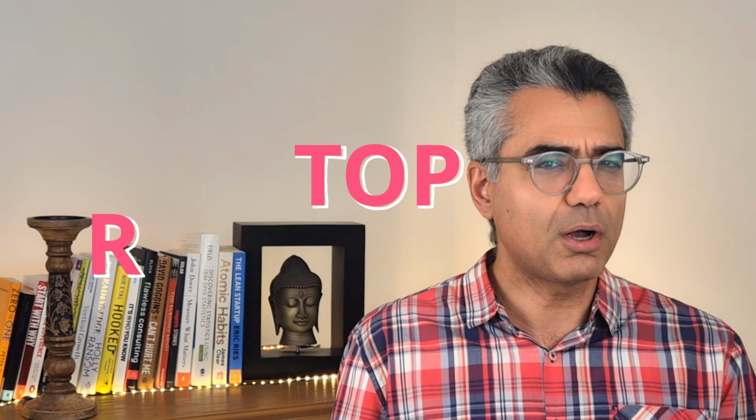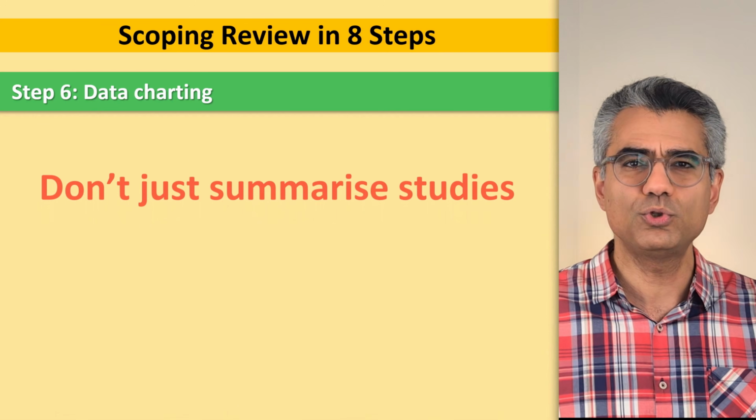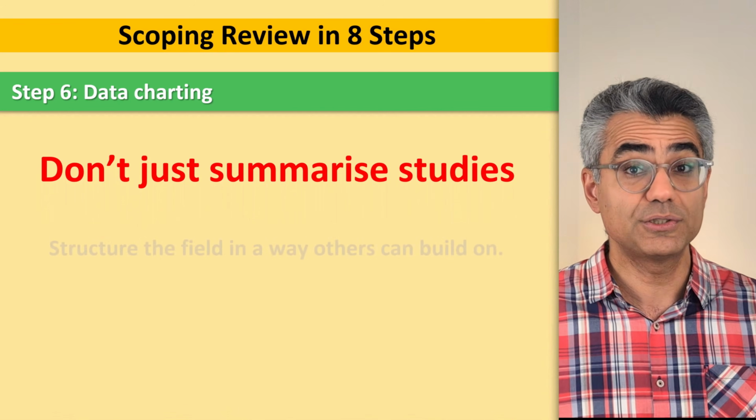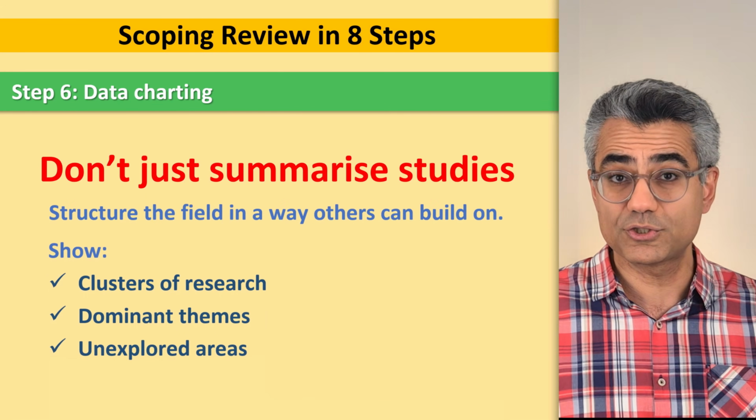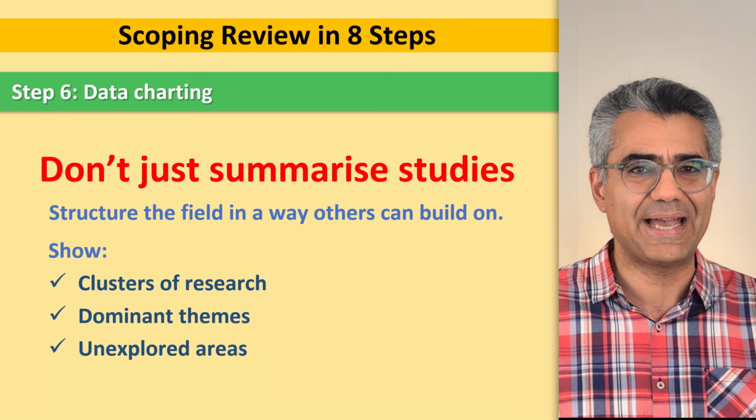Here is what top researchers do differently. They don't just summarize studies. They structure the field in a way that others can build on. They show, for example, clusters of research, dominant themes, and unexpected areas. And this is what makes scoping review valuable.